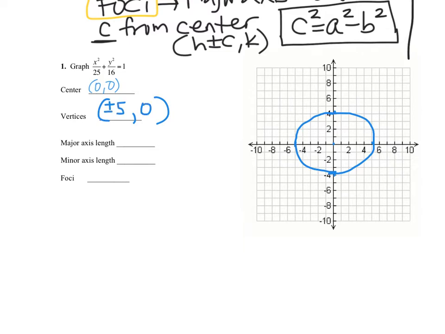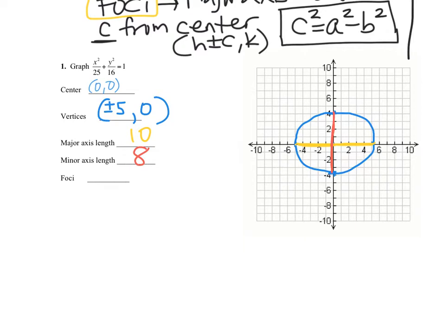The Algebra 2 book calls 0, plus or minus 4 the covertices, but this book doesn't seem to care about covertices. The major axis length is the length here. See what I mean? You don't have to memorize 2a or 2b or whatever. You just count it. What's the length from -5 to +5? 10. Perfect. What's the length going up and down? 8. Done. You don't have to memorize 2 times b or anything like that.